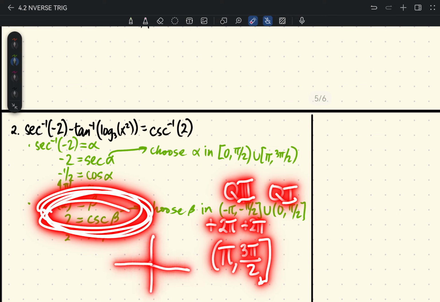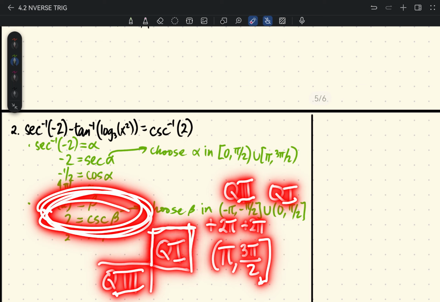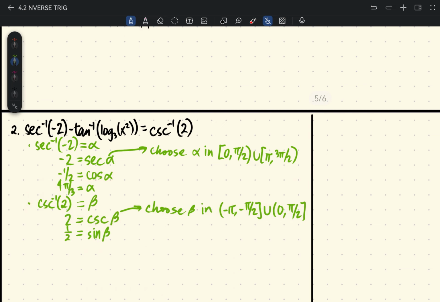so let's draw our coordinate plane again. You have quadrant 1 and quadrant 3. Since you have a positive cosecant, that means you have a positive y value. And so we are looking at quadrant 1 right here. So looking at quadrant 1, when does sine beta become equal to 1 over 2? That happens if beta equals pi over 6.